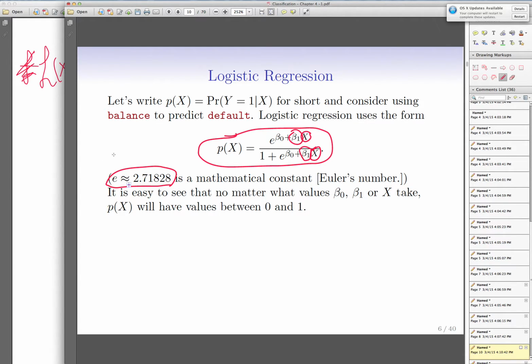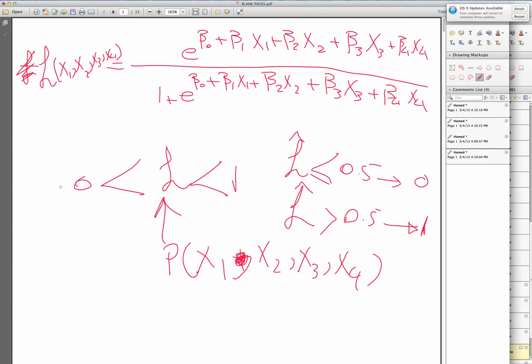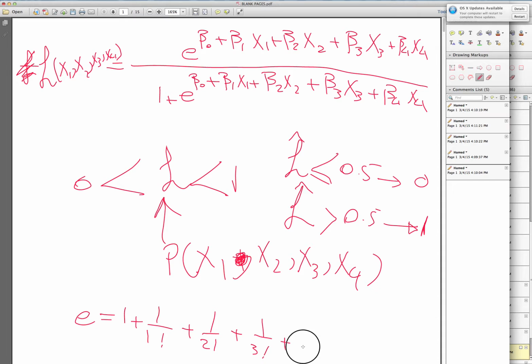Actually, the way e is defined, that's just a side note, I don't want you to remember that, but e is actually 1 plus 1 over 1 factorial plus 1 over 2 factorial plus 1 over 3 factorial till infinity. So if you add these numbers up, what you get is 2.7182.